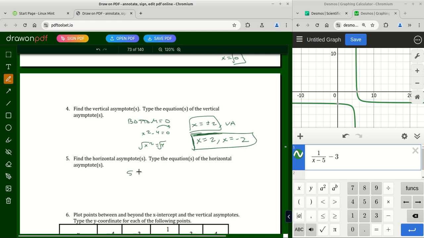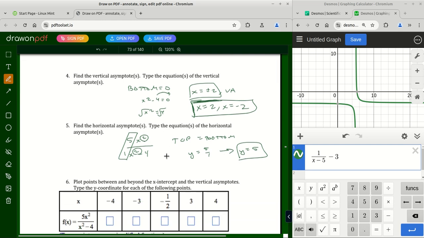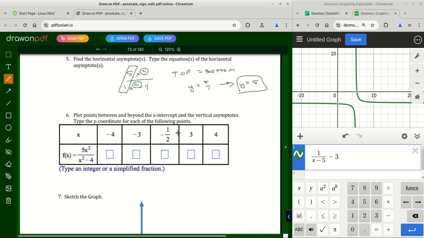All right, so we got 5x squared. We got x squared minus 4. Again, horizontal asymptotes, look at the 3 rules. Top and the bottom are the same. So top equals the bottom. That's rule number 2. So we're going to look at the front fraction. Notice that there's a 1 right here. So that's 5 over 1. Just 5. And it's y equals 5. You have to type the y equals. Okay, whew. So that's all.